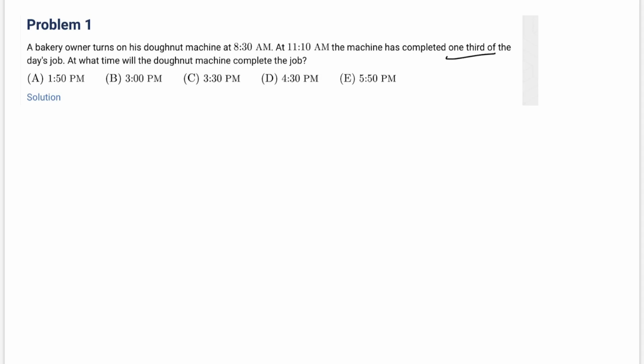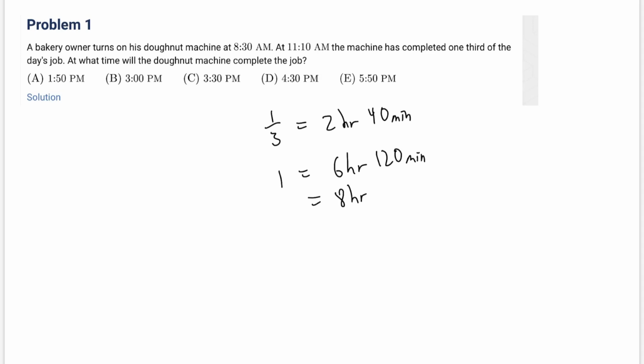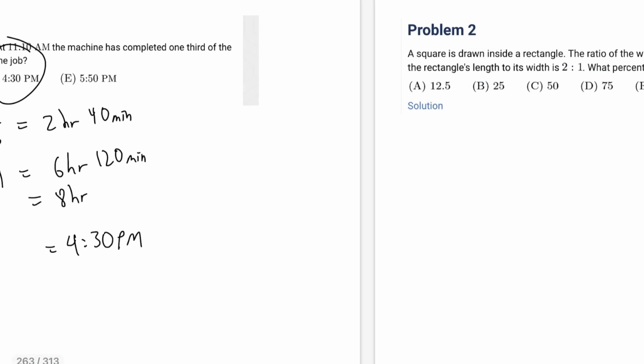Okay, so it said that 1/3 was completed in 11:10 minus 8:30, so it will be 2 hours and 40 minutes. And so one whole would be multiplied by 3, right? So it's 6 hours and 120 minutes, which is 8 hours since he started. So 8:30 a.m. plus 8 hours equals 4:30 p.m., which is D.